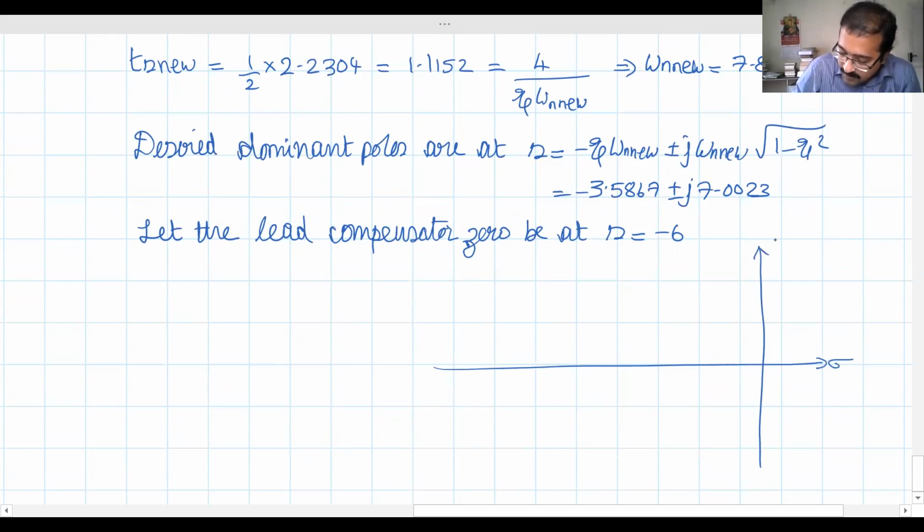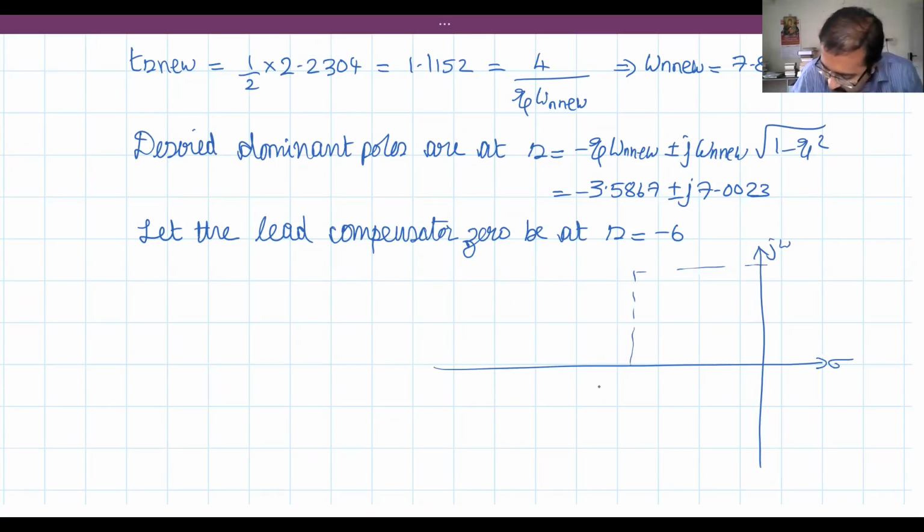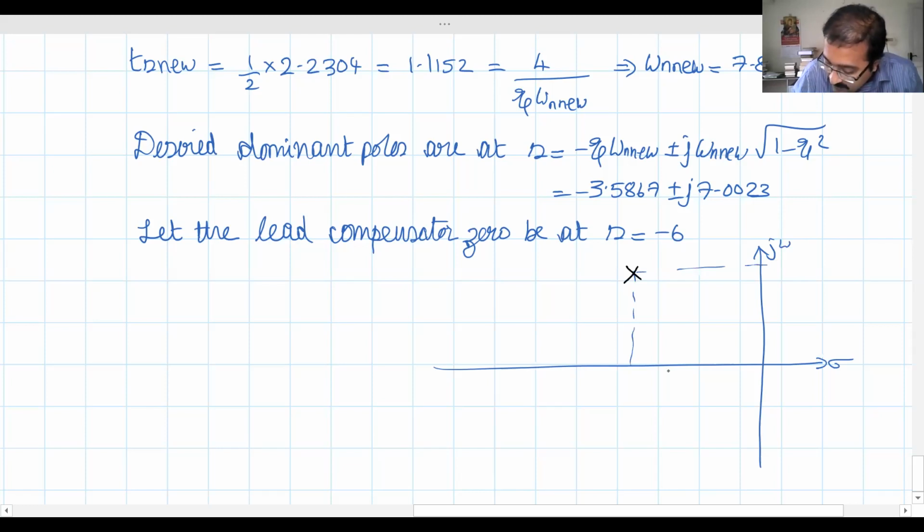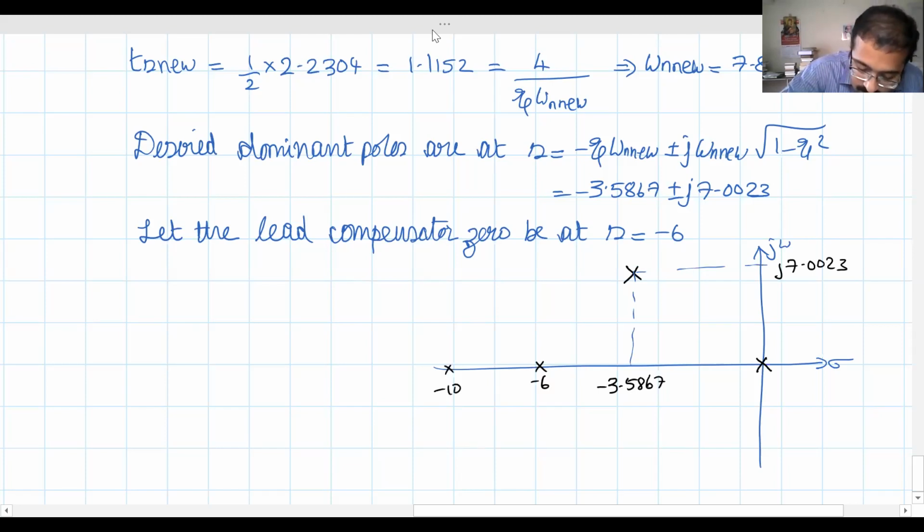So on the sigma j omega plane, this is the desired dominant pole, minus 3.5867 plus j7.0023. Where are the open loop poles? They were at 0, minus 6 and minus 10. Now I have placed my compensator zero at s equals minus 6 so that the compensator zero will cancel the plant pole at minus 6.